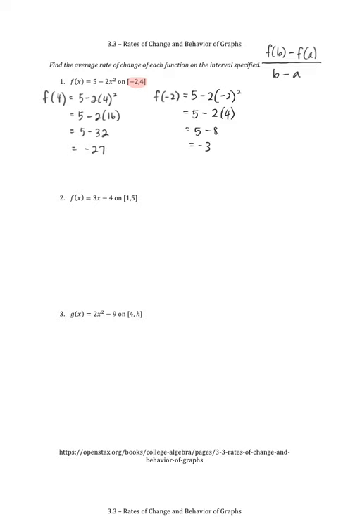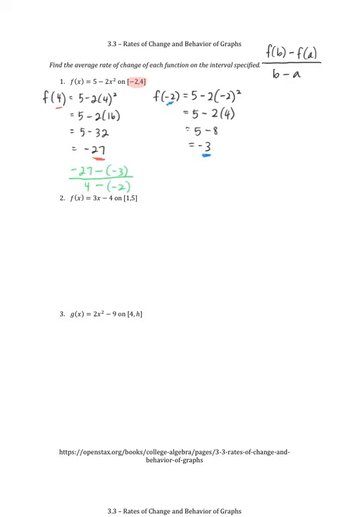All right, so for each of these, I have an ordered pair. The x value was 4. This is the x value, and this is the y value. This is the x value, and this is the y value. So I'm going to simply subtract using my formula. I'm going to have the y values, or the function values, on top: -27 minus -3 over the corresponding x values, 4 minus -2.